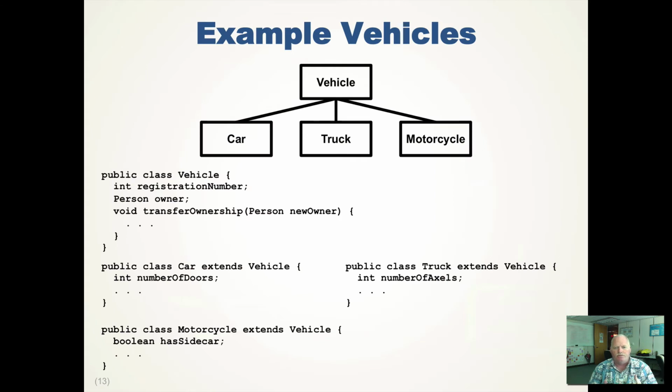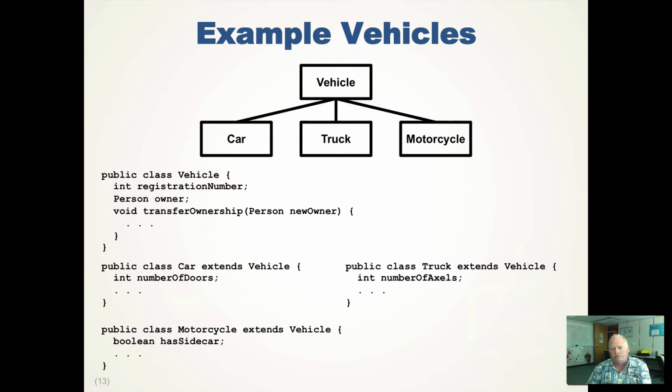So let's give a more concrete example. We have the superclass Vehicle. It has an integer registration number, a person who's the owner, and a method called transferOwnership, which changes the owner to the new owner. When we say class Car extends Vehicle, we add its own member variable of number of doors. So the Car gets all the stuff from the parent, but it also adds the feature of number of doors, so you want to know how many doors are in your car.